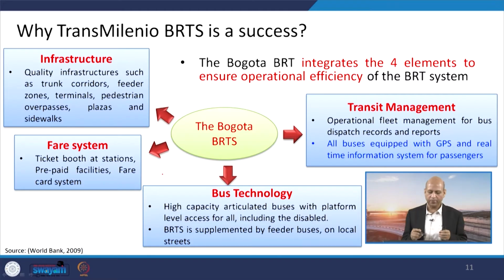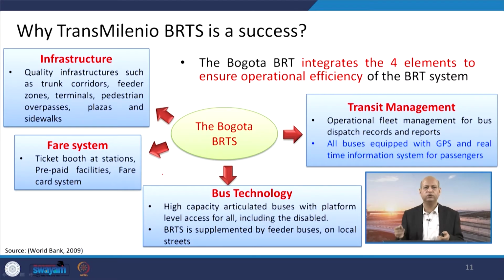And then transit management, which is equipped with a GPS system. So, the centralized system knows where a particular bus is. Constant communication is there, and also people get SMS saying which bus is coming to which station and what the time gap is, so that one can reach the station on time. And then bus technology: high capacity articulated buses are there, and all those last mile connectivity.